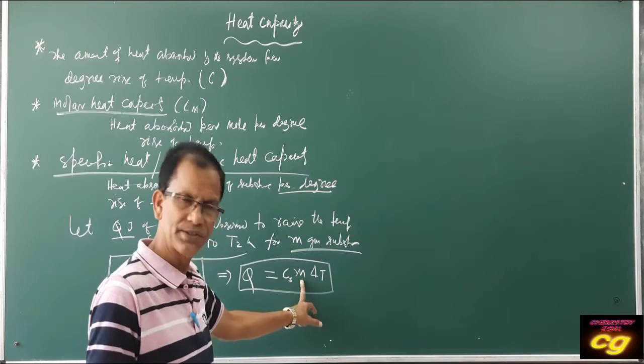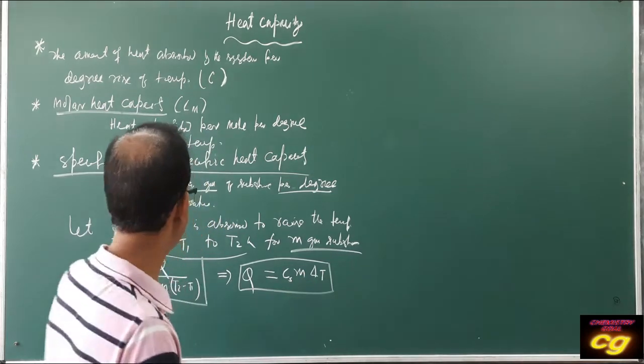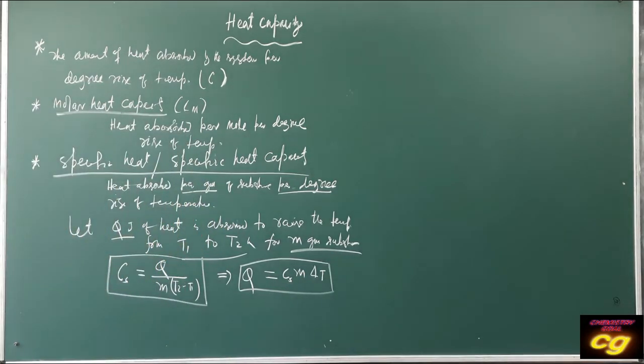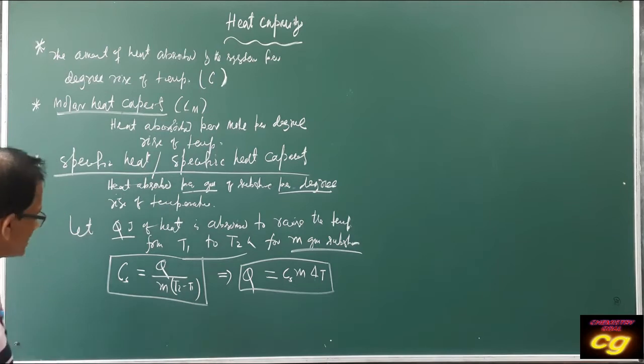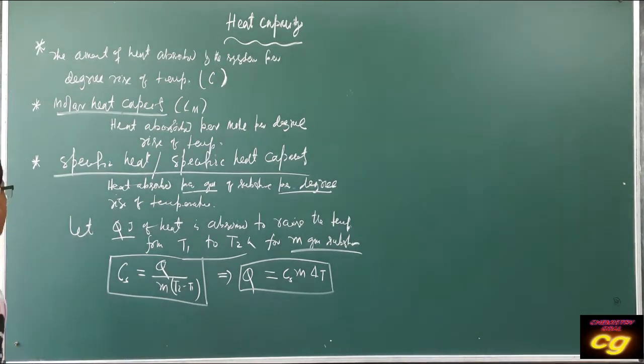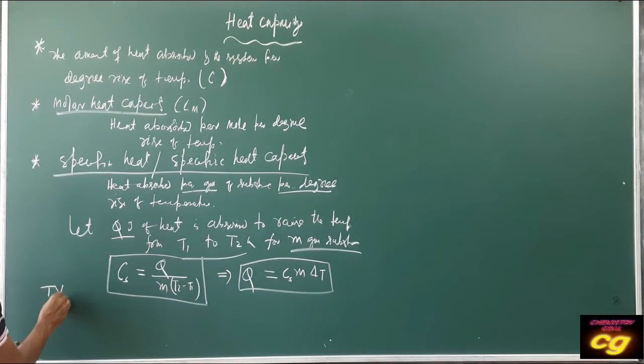CS, mass and delta T. So this is the different specific heat of a substance. But the specific heat capacity, or you can say molar heat capacity, are two types. Types of specific heat: there are two types.